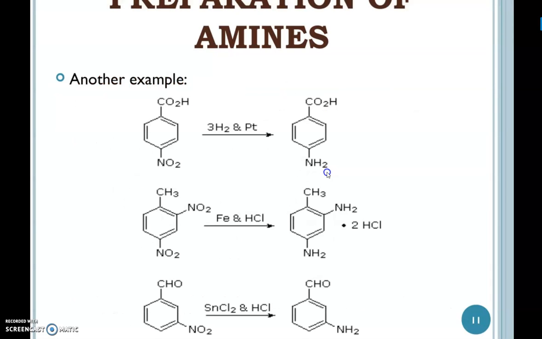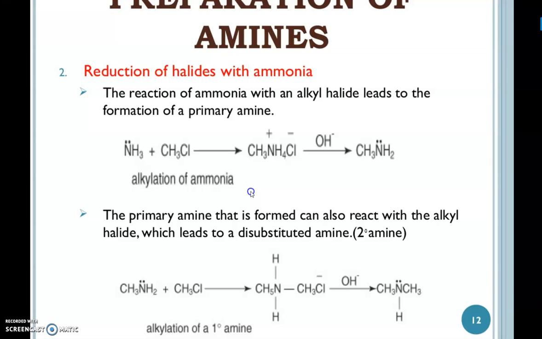And here you can see reduction using different reducing agents like platinum, iron, stannous chloride, etc. We'll get the compound depending on what type of parent we are taking. Only the oxygen of the nitro group will be removed and hydrogen will be added to it. That is the first method. Next, reduction of halides with ammonia.